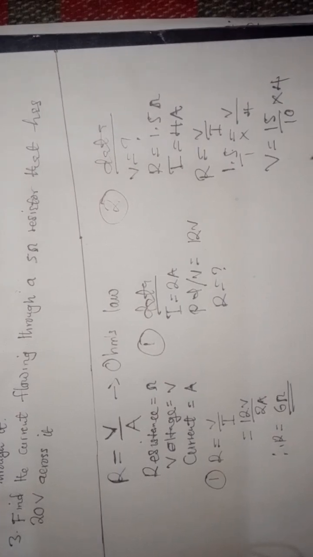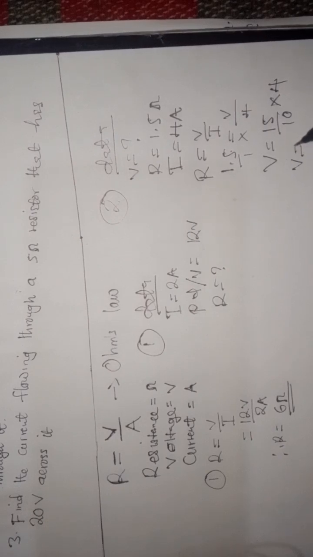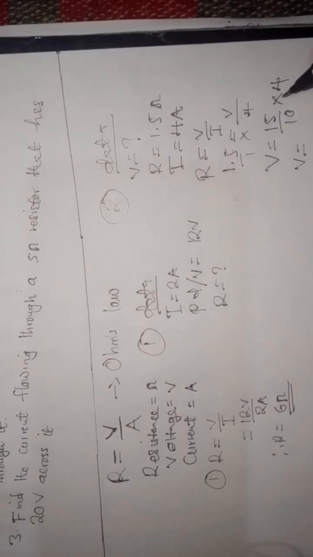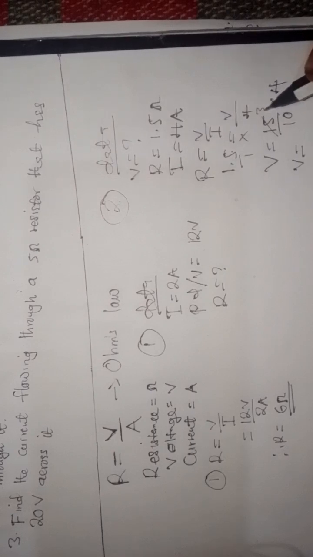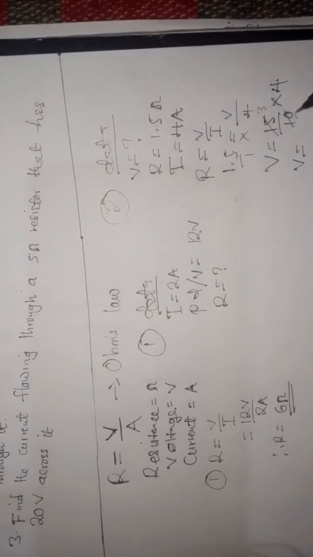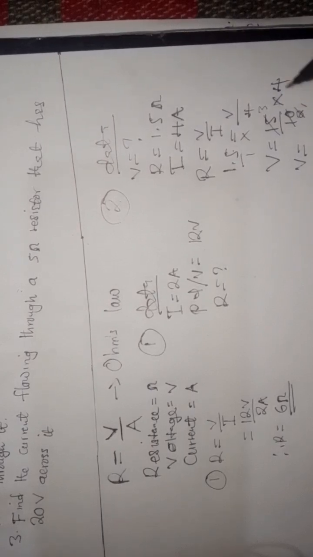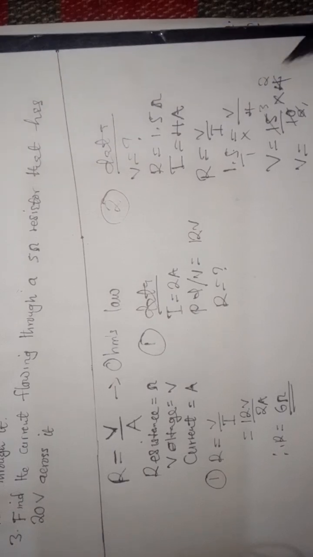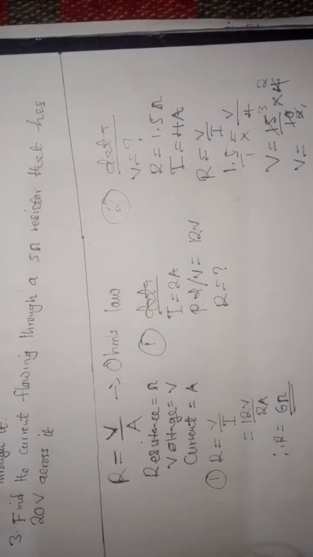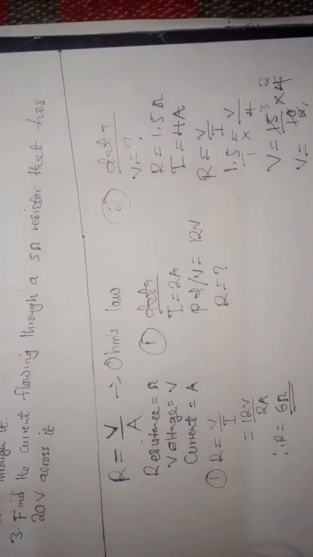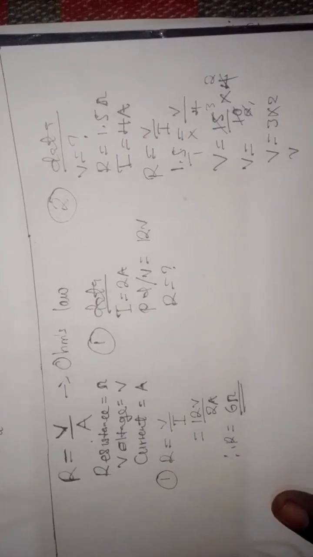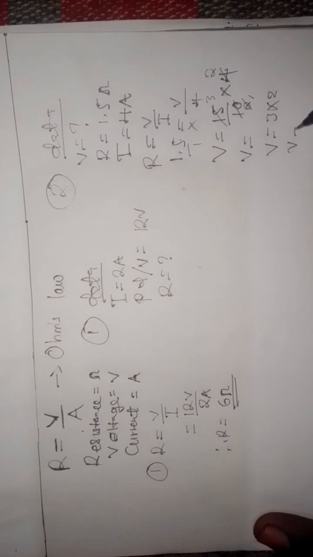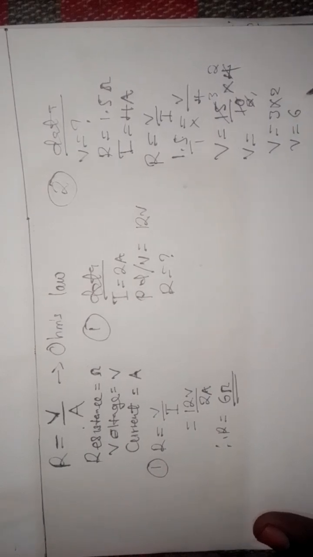Then we can say voltage is equal to, 5 there, it's 2. 5 there, it's 2. 2 there, it's 1. 2 there, it's 2. So you can say voltage is equal to 3 times 2. Then our answer will be voltage is equal to 6 volts.